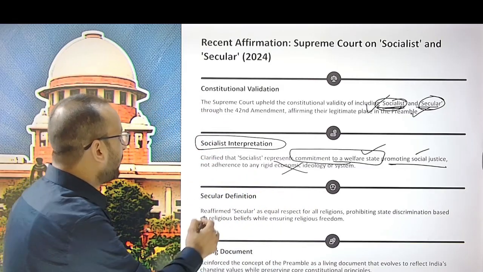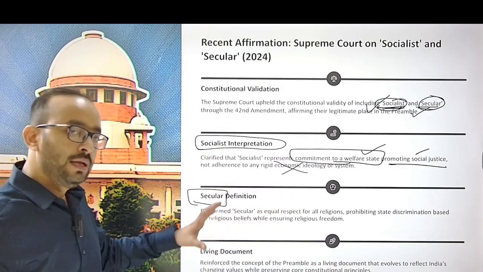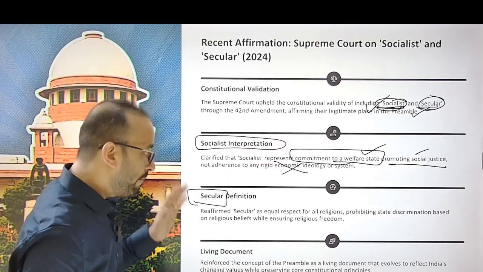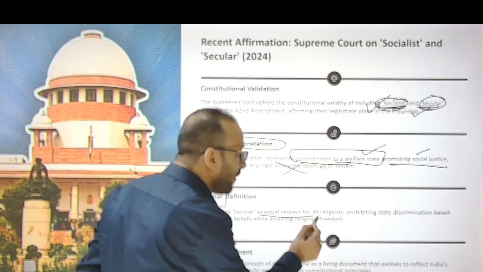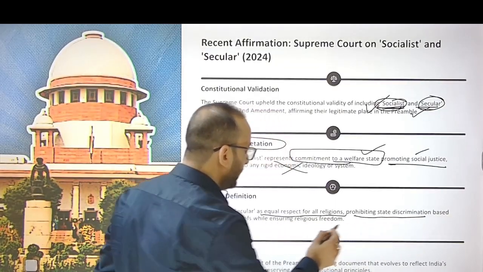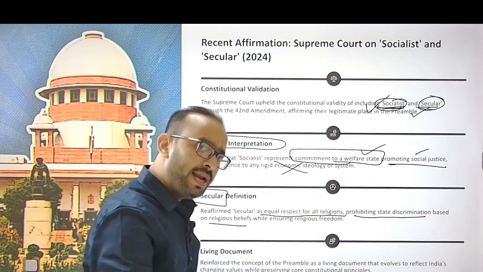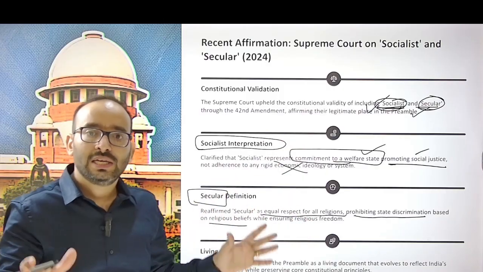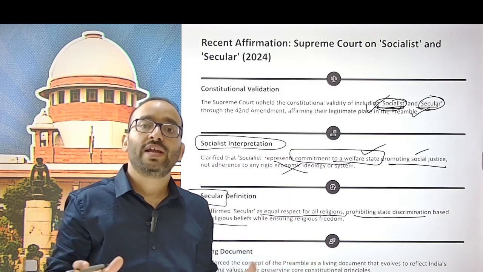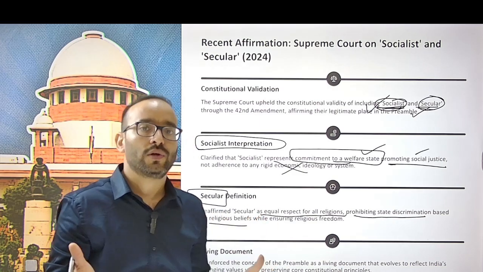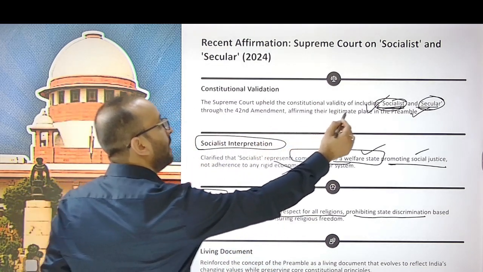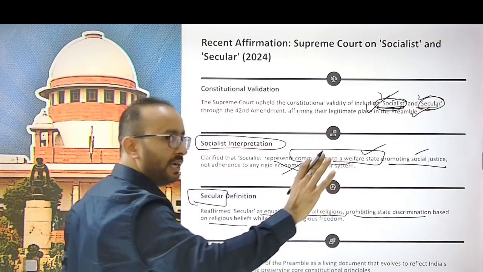Okay. Then secular. The court said that it is perfectly fine to add secular to the constitution, to the preamble, because it gives equal respect to all religions, prohibiting state discrimination based on religious belief. Anyhow, Articles 25 and 26 convey the same. So this addition is not making any modification or changing the essential character of the constitution. It is reinforcing the same thing. That is why these additions, socialist and secular, are perfectly fine.